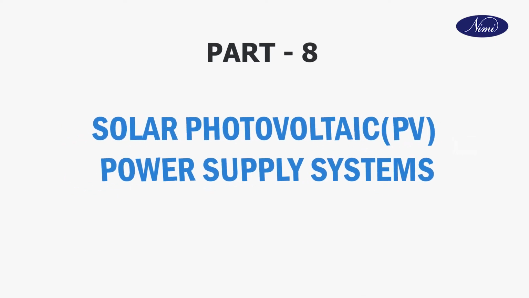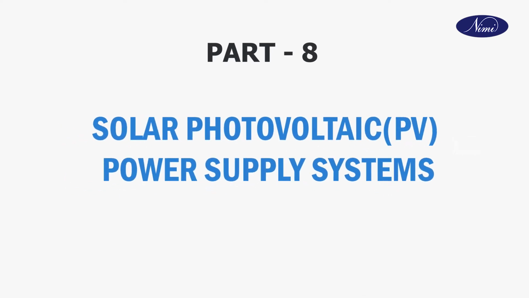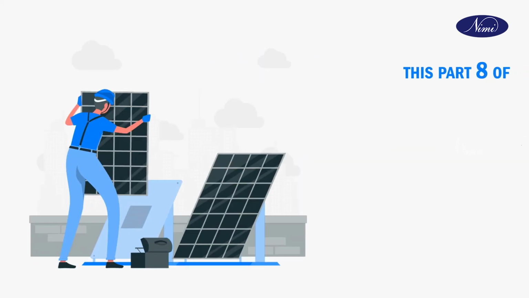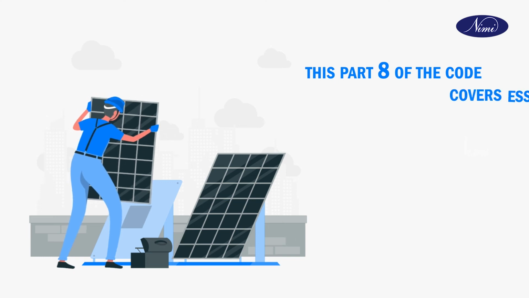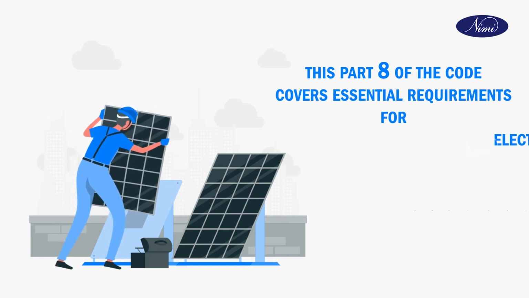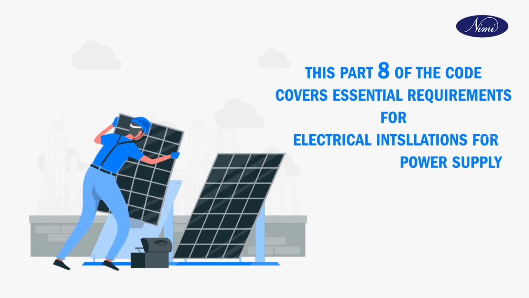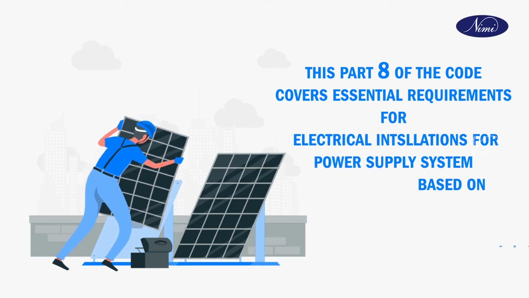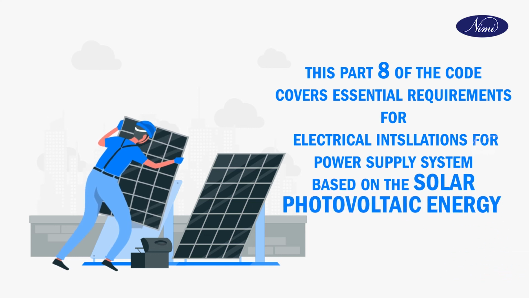Next one is Part 8, solar photovoltaic power supply systems. This Part 8 of the code covers essential requirements for electrical installations for power supply systems based on solar photovoltaic energy, including systems with AC modules.